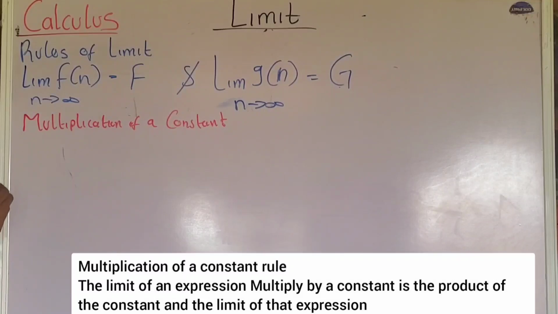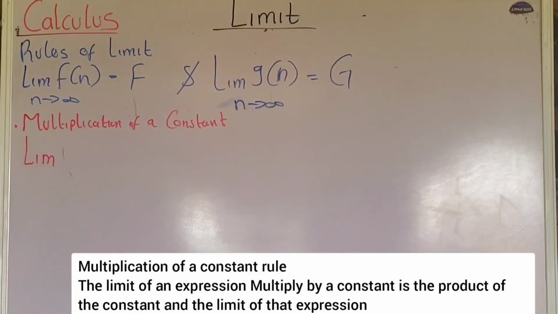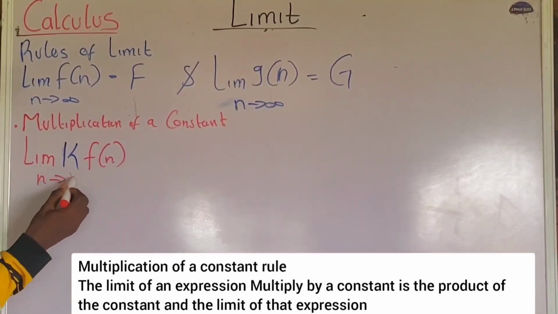Okay? Now, according to this rule, the limit of a constant multiplying an expression is equal to the product of that constant and the limit. You understand? Now, that means if I have the limit of, let's say we have a constant, it can be any number. It can be 10, it can be 12, but I'm going to represent it as k. So let's say we have the limit of k multiplied by a function f(n) as n tends to infinity.